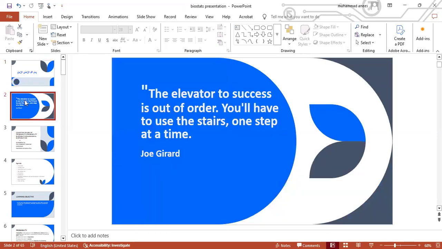Quote of the day is, the elevator to success is out of order. You'll have to use these stairs one step at a time.